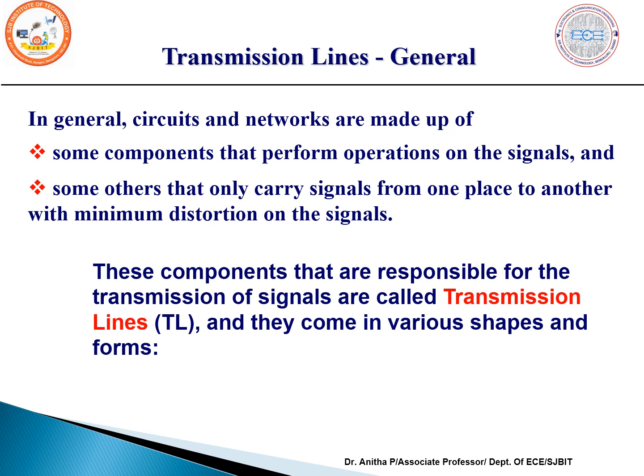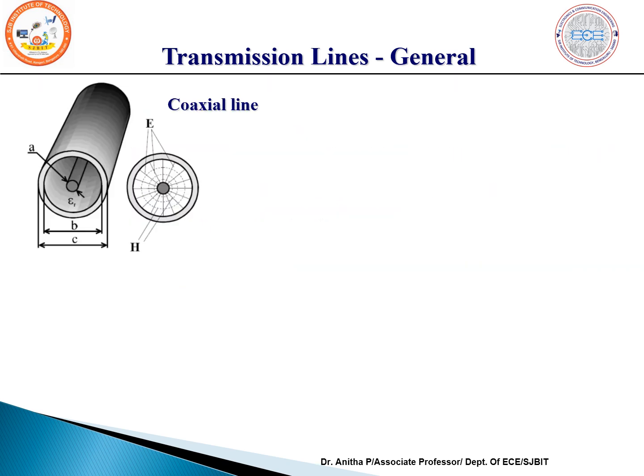In general, we know that in circuits or networks, some components perform operations on the signals, and some other components carry signals from one place to another with a minimum amount of distortion on the signals. So transmission lines are responsible for the transmission of signals from one place to another in a microwave circuit, and they can be in various forms.